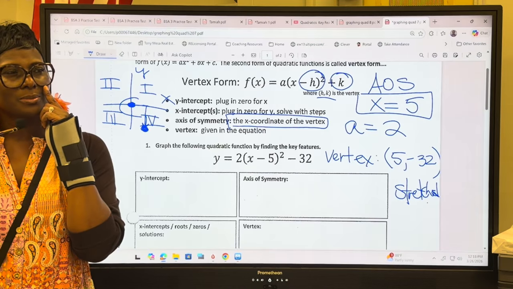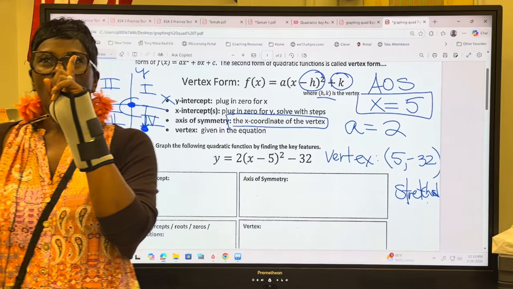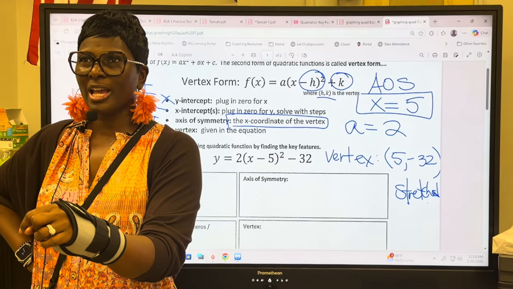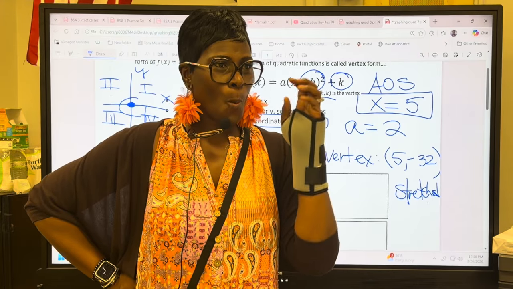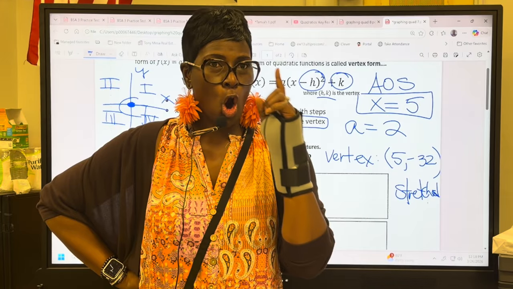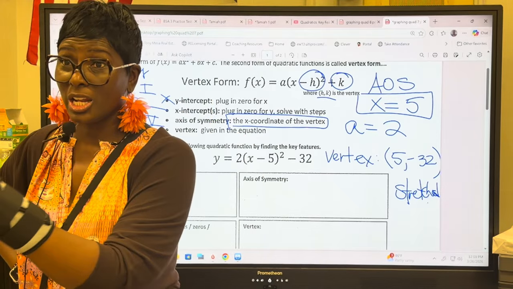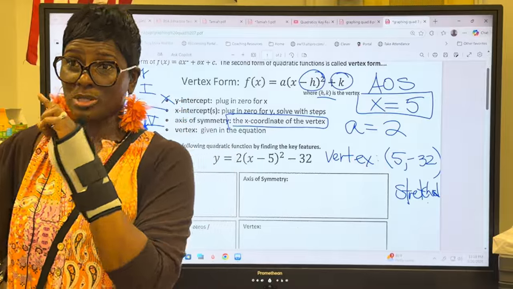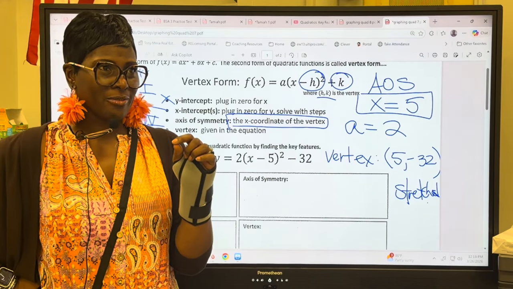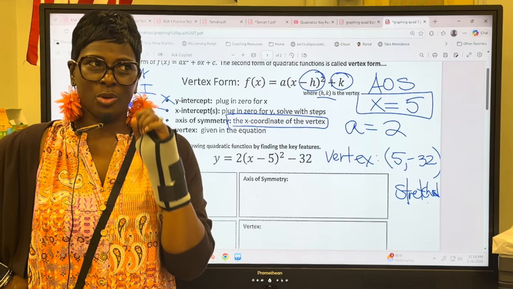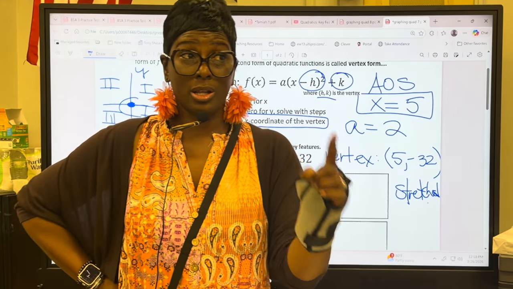So if that's the case, don't yell it out. Just think. We have a vertex of 5, negative 32. And our parabola U's up. How many solutions are we going to have to this function if a solution is the x-intercepts? Think. How many solutions am I going to have, raise your hand when you get the answer, if this vertex sits in the 4th quadrant and it U's up?